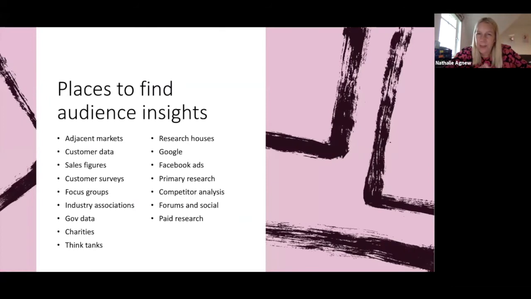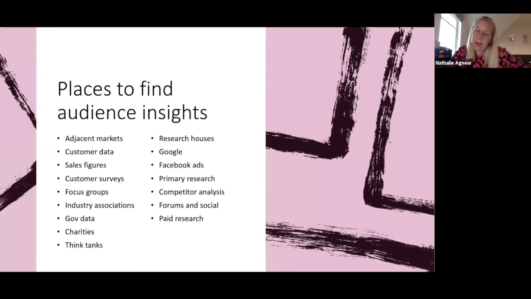Starting out then with some of the places that you might find audience insights. Obviously, depending on whether you are a B2B brand, whether you have a product or a service, whether you are direct to consumer, whether you maybe work in the public sector, or you might work in the third sector, you might have messages about health. There's loads of different things that you might be trying to communicate. So where you'll get your insights from will be quite different depending on your brand.